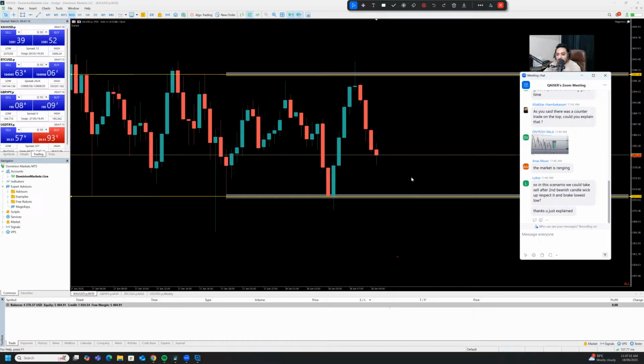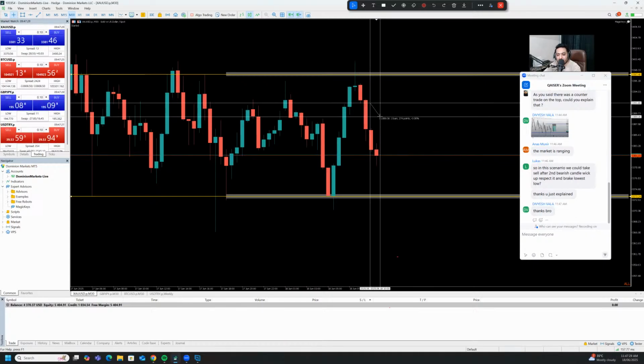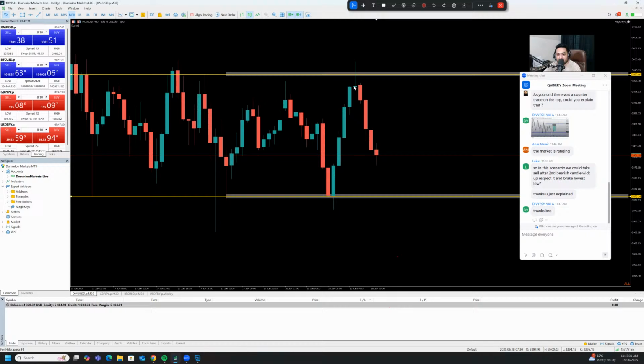Okay, the market is ranging. No, the market is creating a higher low, something like this. So in this scenario, we could take a sell after the second bearish candle wicks up, respects it, and breaks the low. Exactly, you can take a sell here. Very beautiful. You can see that this candle just dropped the volume. The next candle closed below the support area, below the previous candle's low. Actually, sorry. So it makes sense. Definitely makes sense. It becomes your confirmation candle. Clean traffic on the left hand side. It just completely created a structure here.